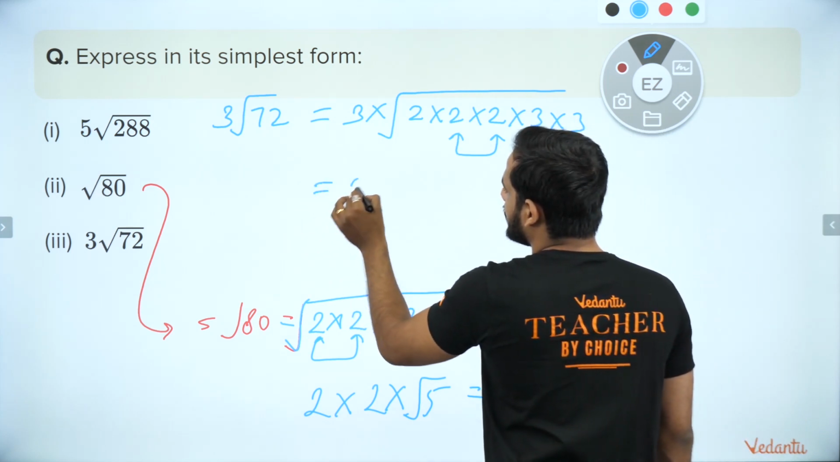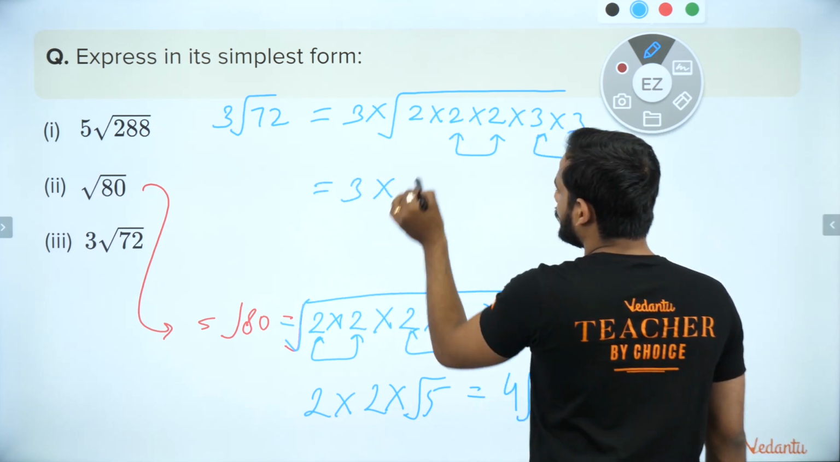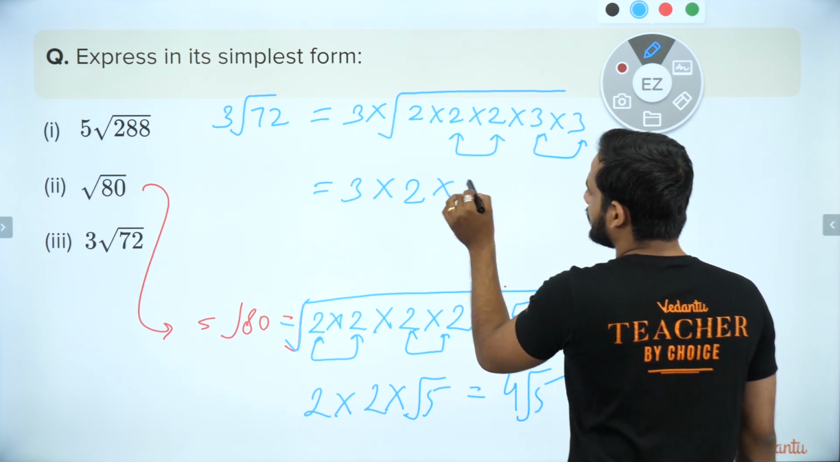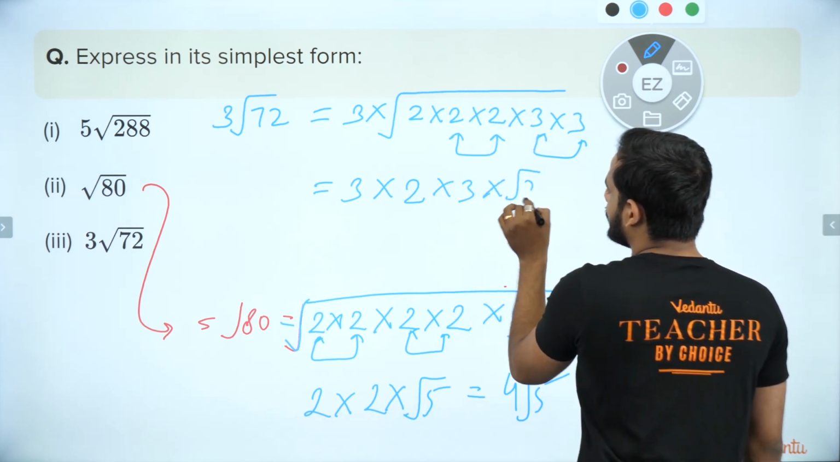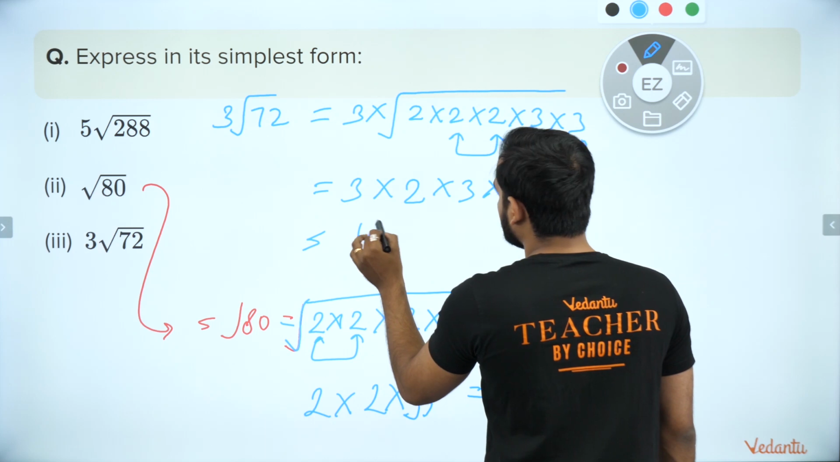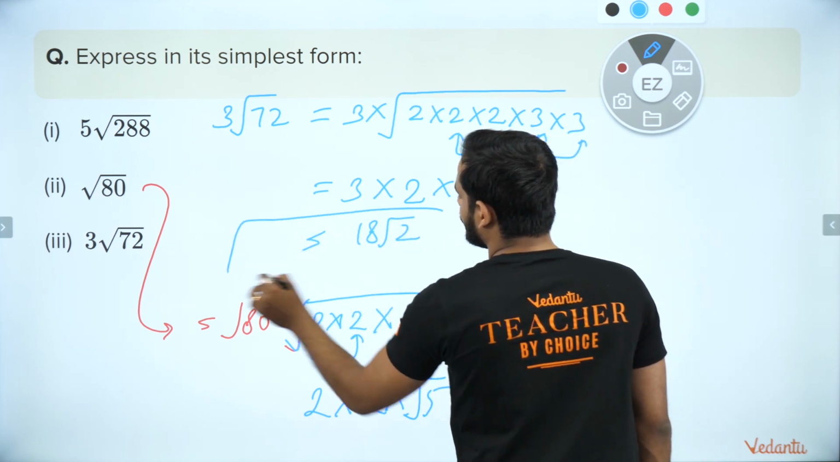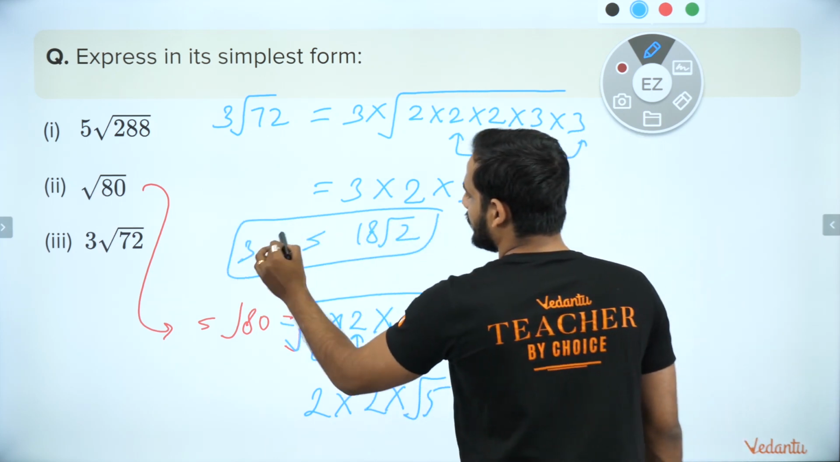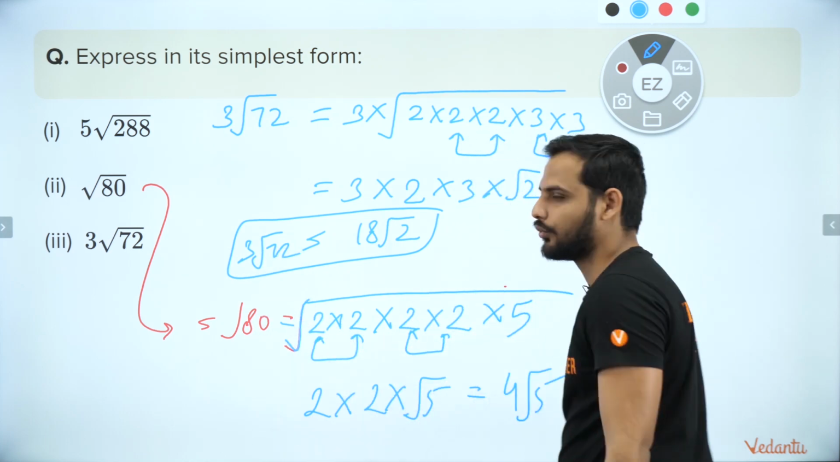So you will be getting 3 was already out there. 1, 2 from this pair. 1, 3 from this pair. And this under root 2 inside. So what you'll be getting? 18 root 2. As simple as that. 3 root 72 is 18 root 2.